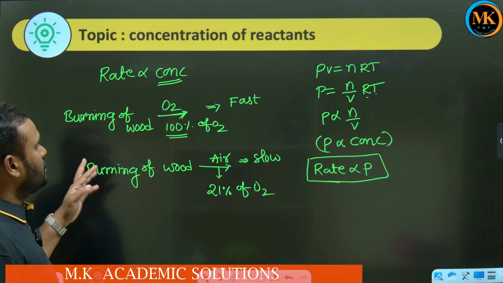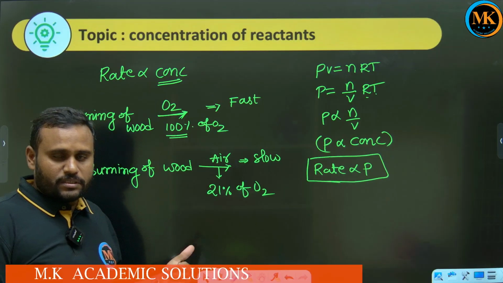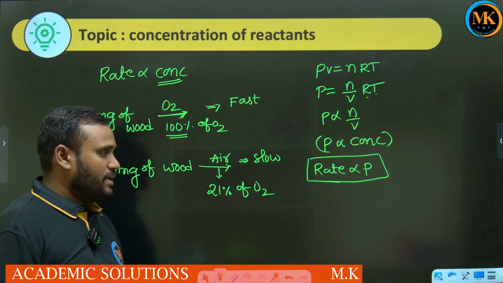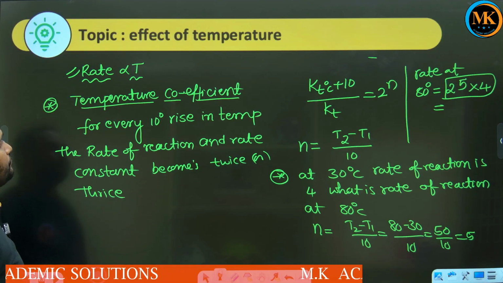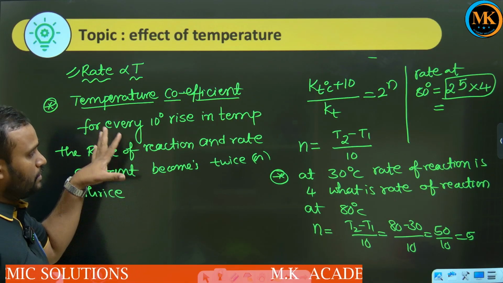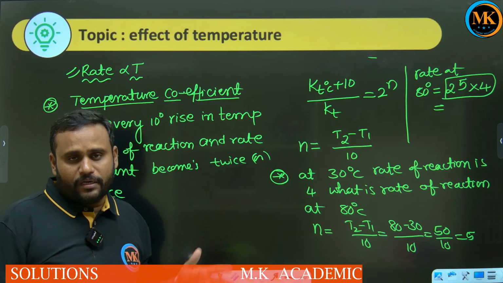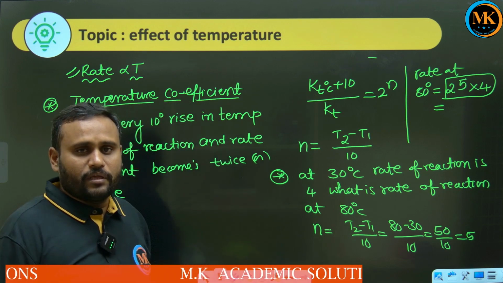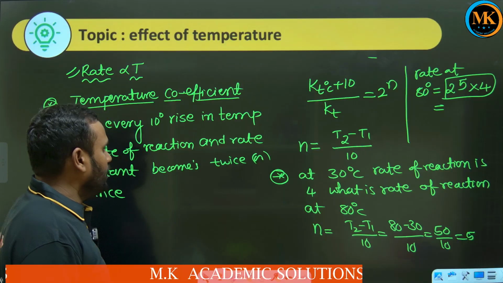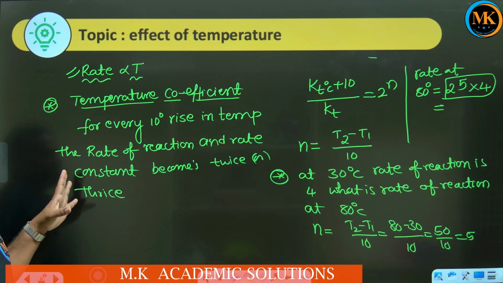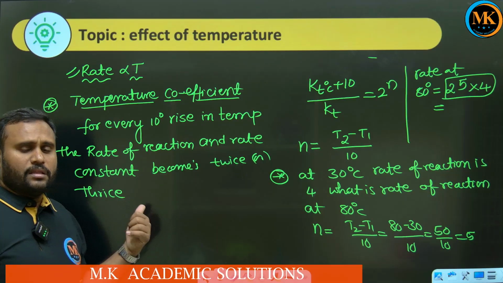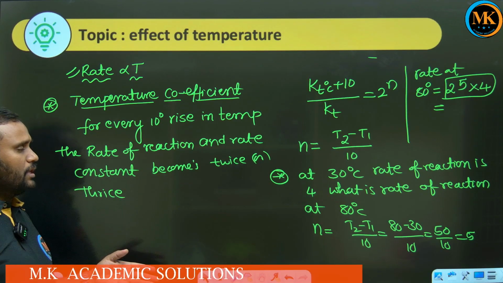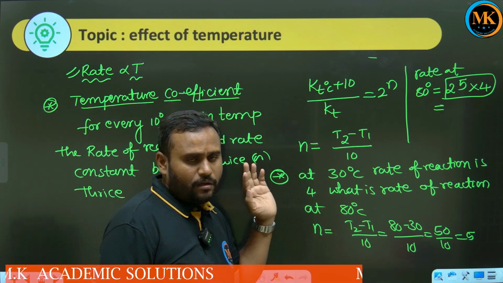Next, concentration of reactants. Concentration is directly proportional to the rate of reaction. Rate is directly proportional to pressure of the gas, or pressure of reactant. Effect of temperature: temperature is directly proportional to rate of reaction, whether it is an exothermic or endothermic reaction. If you increase the temperature, the rate of reaction also increases. And temperature coefficient: for every 10-degree rise in temperature, the rate of reaction becomes approximately 2 to 3 times. We also did a problem based on the temperature coefficient formula.